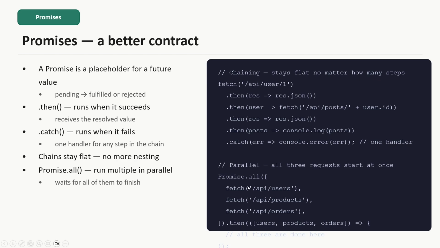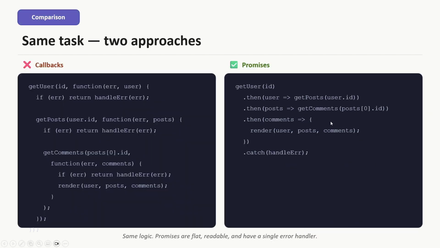One dot catch at the end will handle the errors from any step in the chain. And the other huge benefit is promise.all. If you have 3 independent requests that don't depend on each other, you can fire them all at once and wait for all 3 to finish. So it's massively faster than doing them one after the other, and it makes you able to do them in parallel.